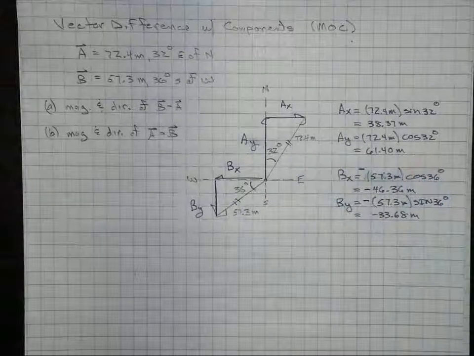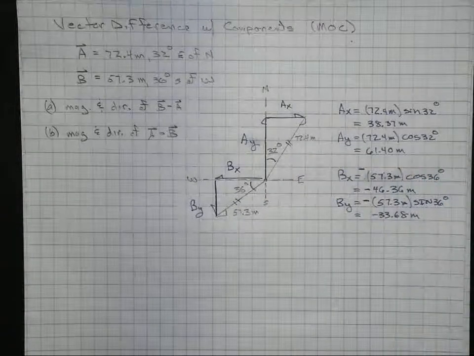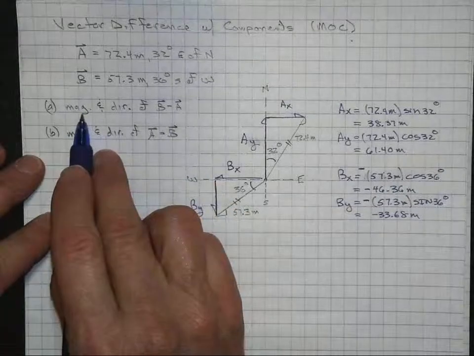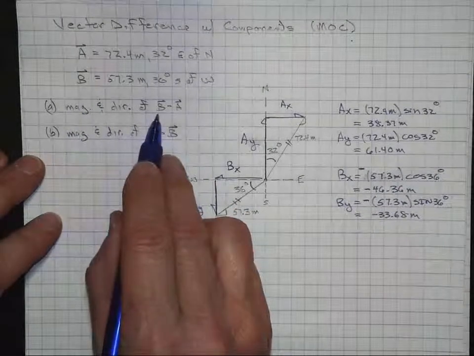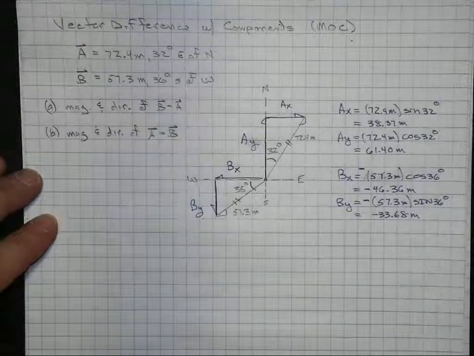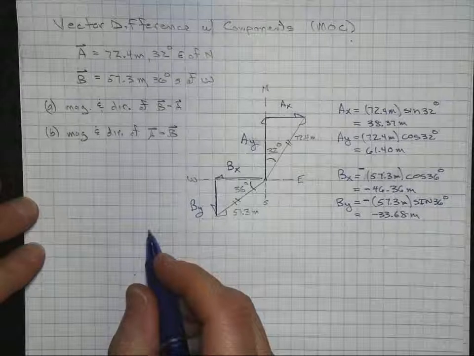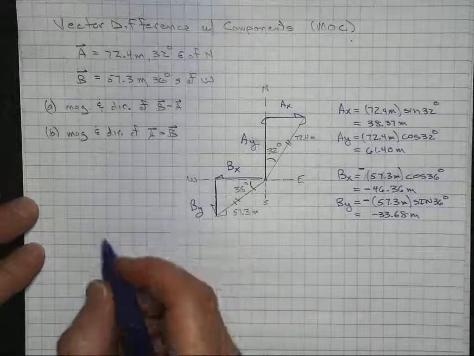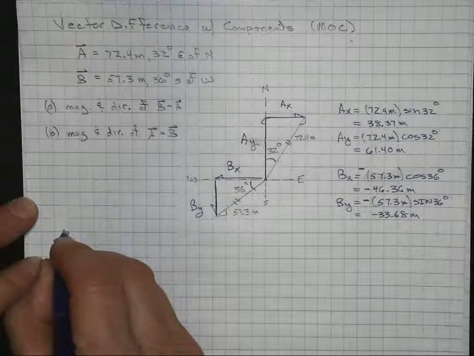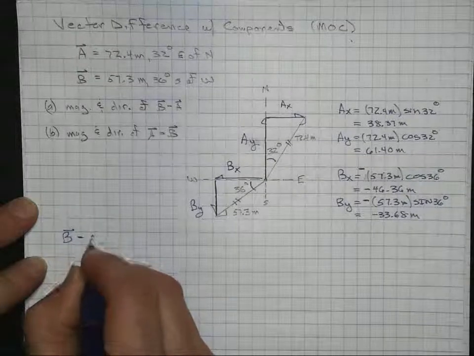Now in part A, we want to find the magnitude and direction of vector B minus vector A. Let's recall what that means. There's a couple of things we want to look at. First of all, let's write that down here, vector B minus vector A.